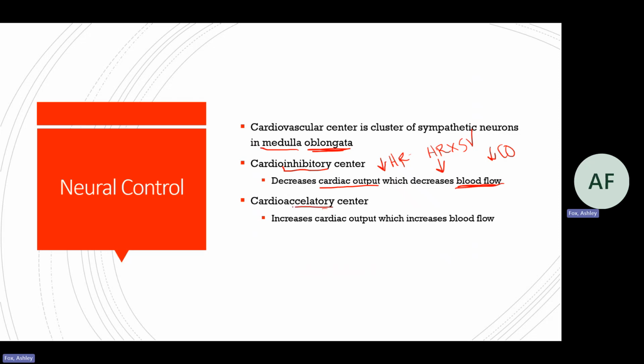Remember, cardioacceleratory center is going to increase the heart rate. Same thing, heart rate times stroke volume. If you increase the heart rate, you're going to increase cardiac output, which will increase blood flow.